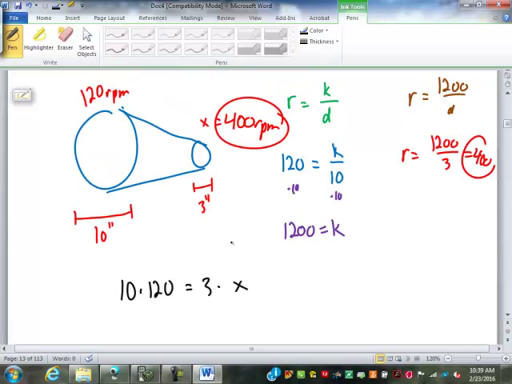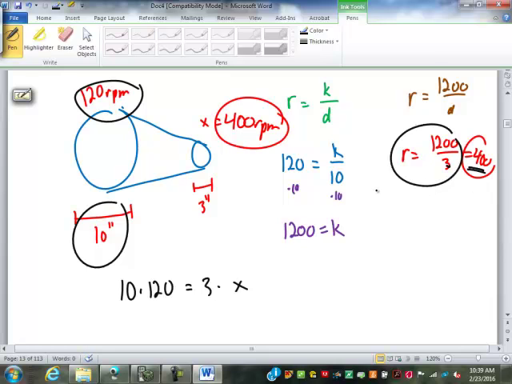You're saying it's 3 times 1200 though, once you divide by it? This is 1200 divided by 3. It's 400. Yeah, the RPMs is equal to our constant divided by diameter, because the RPM is inversely related to the diameter. Because the bigger the diameter, the lower the RPMs. So we put in 120 RPMs for this times a 10-inch diameter.